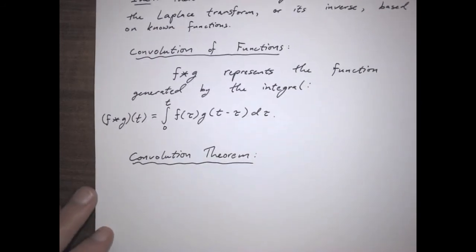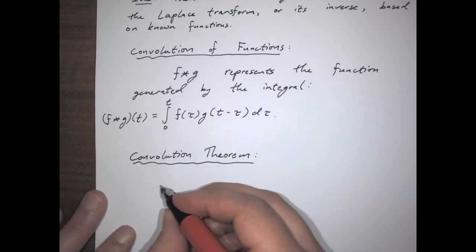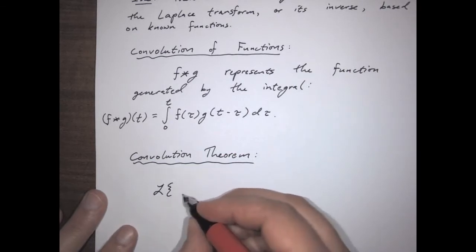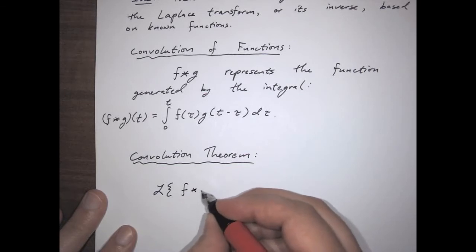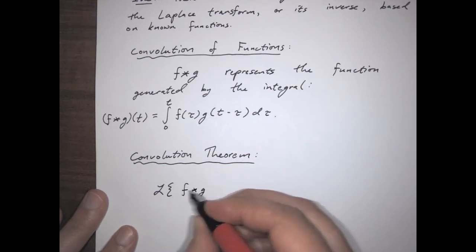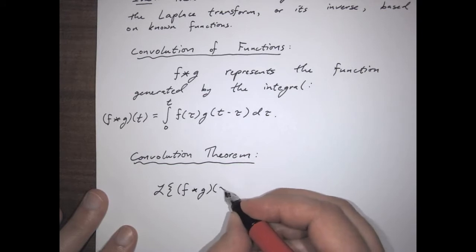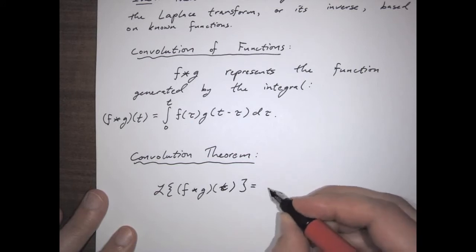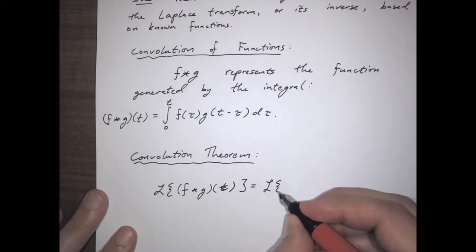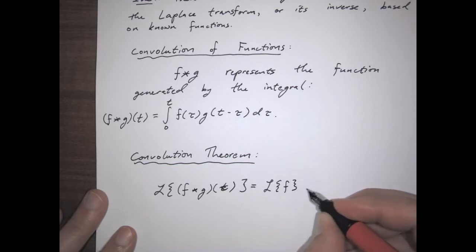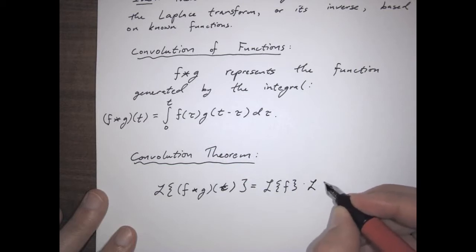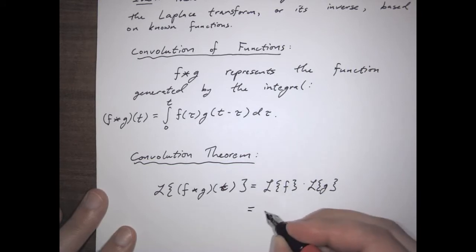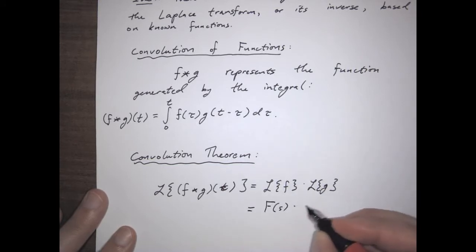And what the convolution theorem basically tells us is this. The Laplace transform of f star g, which is a function of t, is the same as the Laplace transform of f times the Laplace transform of g. In other words, F of s times G of s.